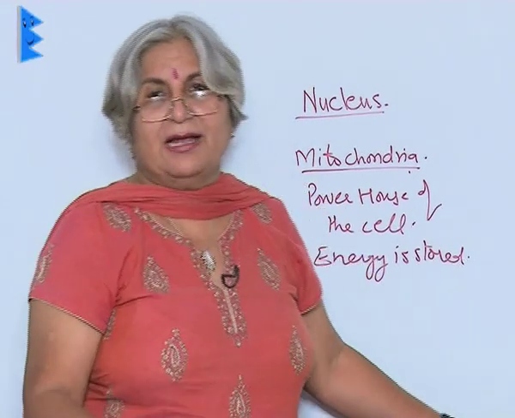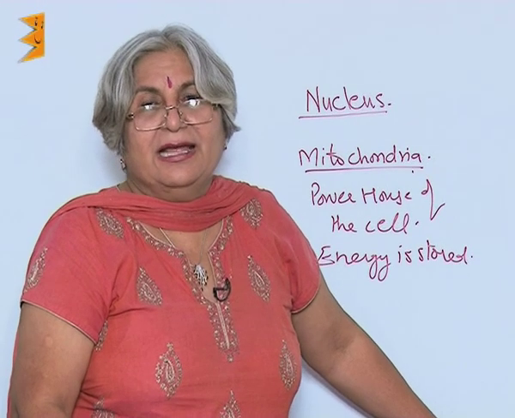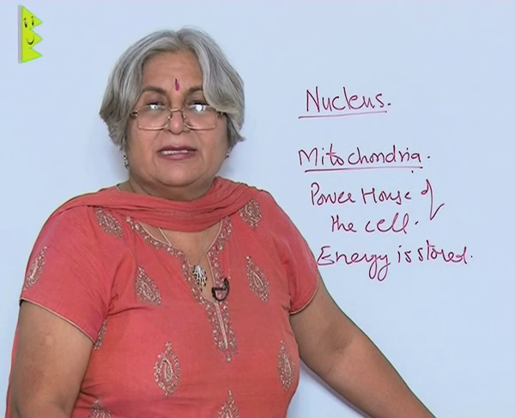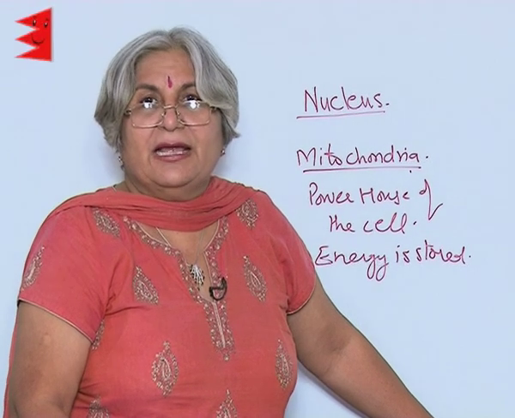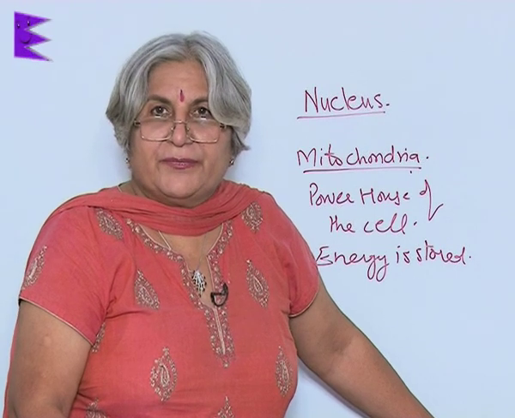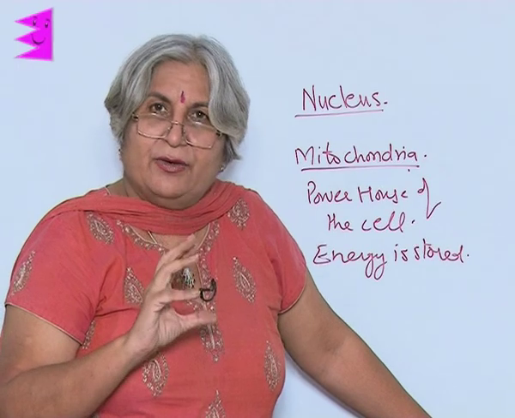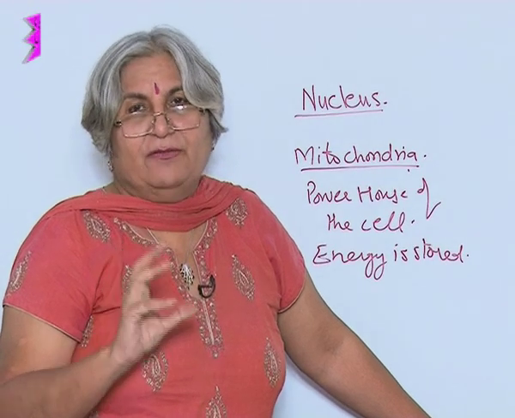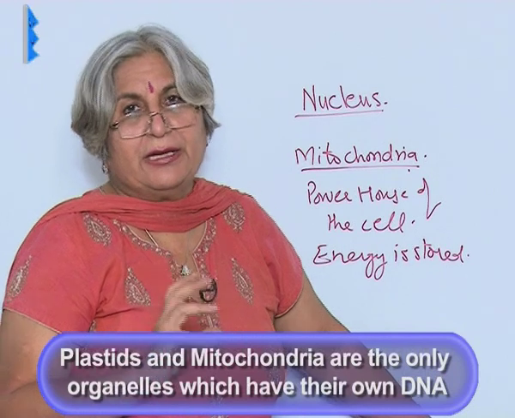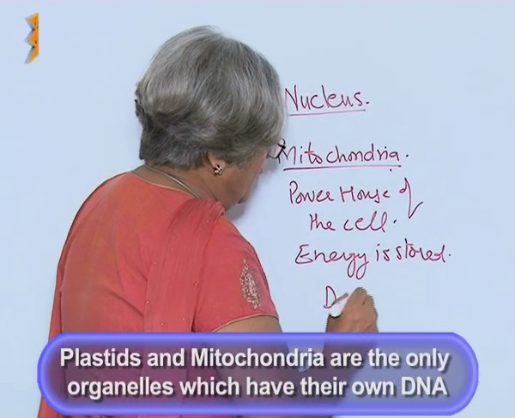When you go to higher classes, you will study that there are more cell organelles like ribosomes, endoplasmic reticulum, then there is lysosomes, then there are oxysomes and so on. So, for this level you only understand what is a vacuole, what are plastids and what is a mitochondria. Plastids and mitochondria are unique because they are the only organelles which have their own DNA.